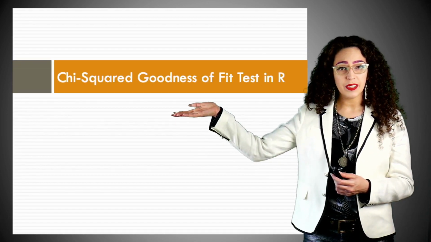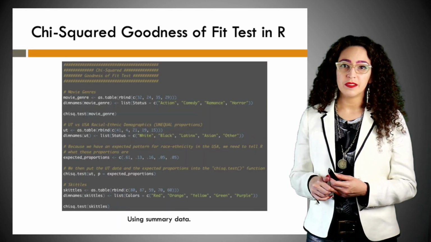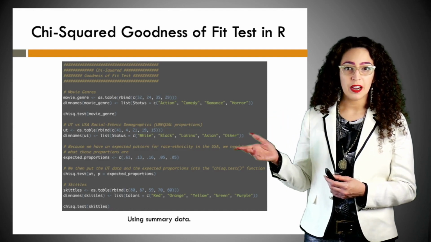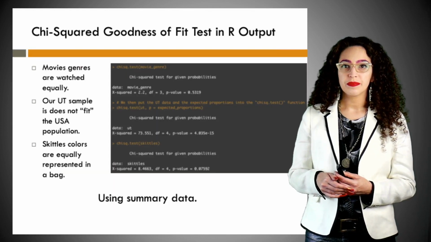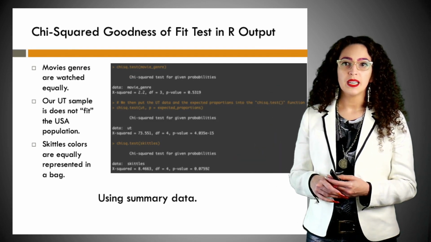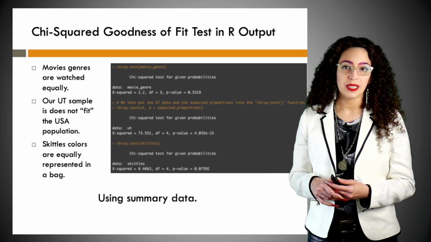Chi-squared goodness of fit in R some more. So here is how you could do the chi-squared goodness of fit test for all of our other examples that we did with the movies, the demographics, and the Skittles. And we end up with the same conclusions, that movie genres are watched equally, our UT sample does not fit the US population, and Skittles colors are equally represented in a bag.